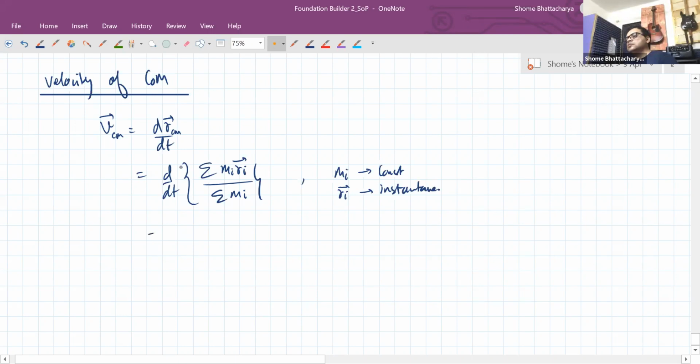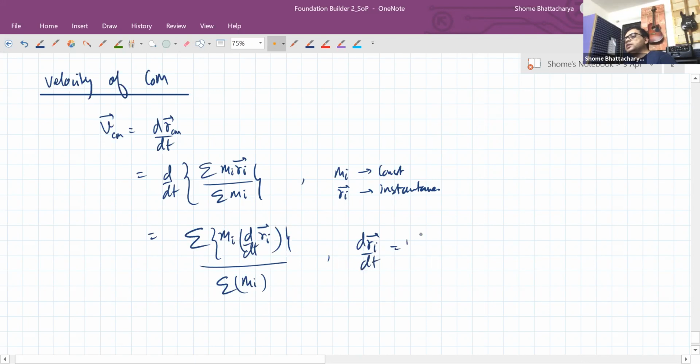So just like the displacement, but here the operator is rate of change instead of delta applying to this bracket. The rate of change goes inside the bracket, and it becomes summation of m into rate of change of position, because m is constant, divided by summation of m. And the rate of change of position of the ith particle is nothing but the individual velocity of the ith particle. This is the instantaneous velocity of that particle mi.